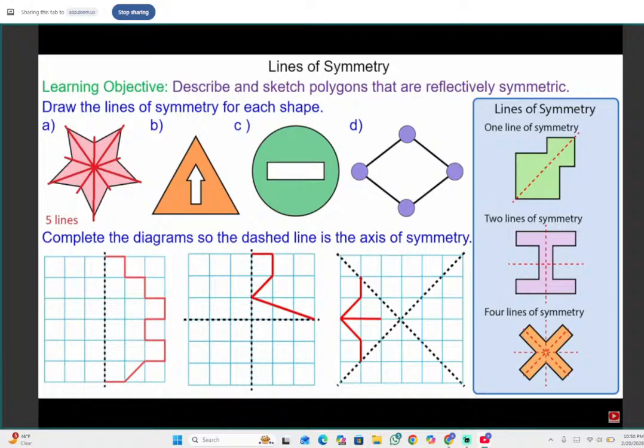For question B, the equilateral triangle itself would have 3 lines of symmetry, but the arrow in the centre reduces that to 1 line. And for C, a circle would have infinite lines of symmetry, but the rectangle in the centre gives it 2 lines of symmetry, vertical and horizontal. And for question D, again there is a horizontal and a vertical line of symmetry, which is 2 lines of symmetry.